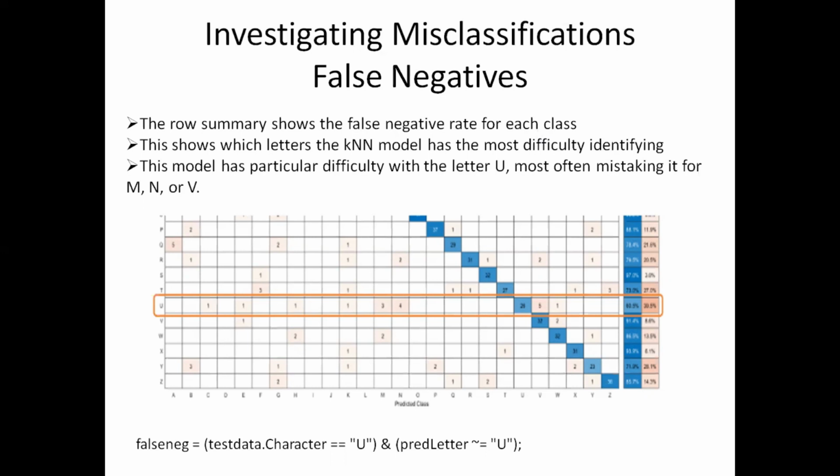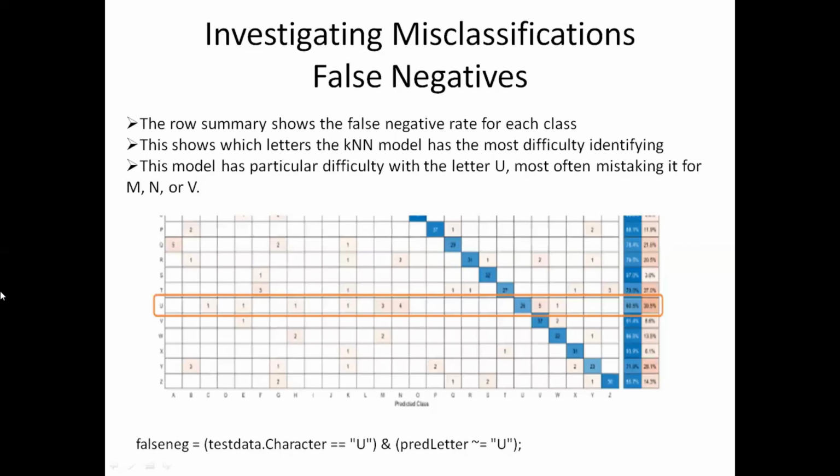If you look at this row summary, what we observe is that the letter U is the most misclassified alphabet by this KNN model, and mostly it has been misclassified as either M, N or V. You can see these numbers here: 3 of the U's have been misclassified as M, 4 have been misclassified as N, and 5 of the U's have been misclassified as V. That is the detail that we obtain from this confusion matrix.